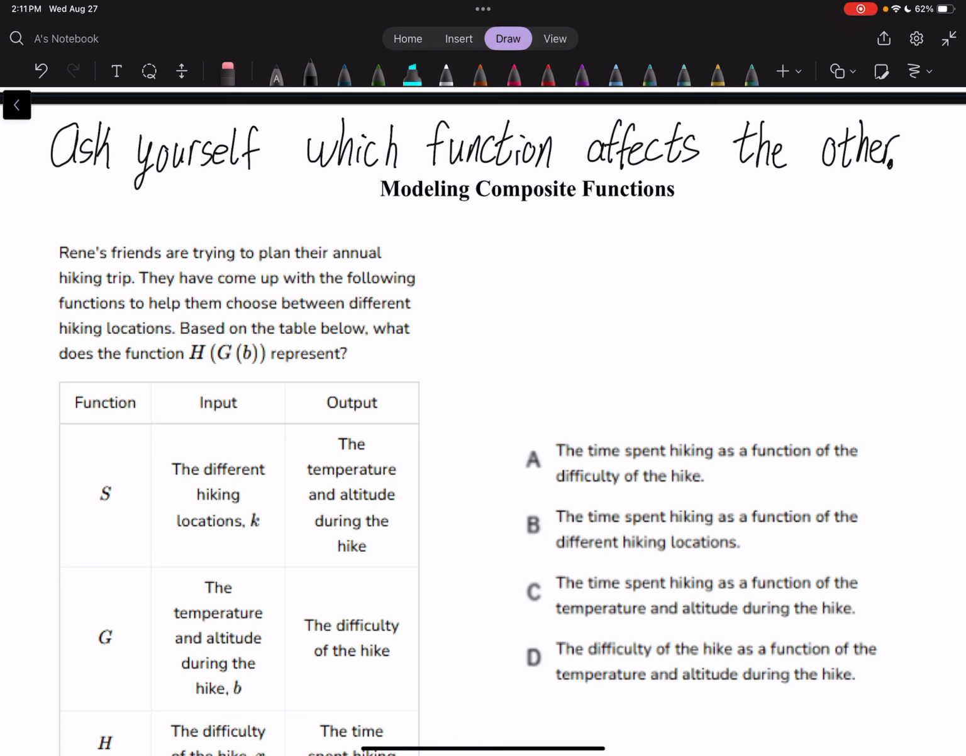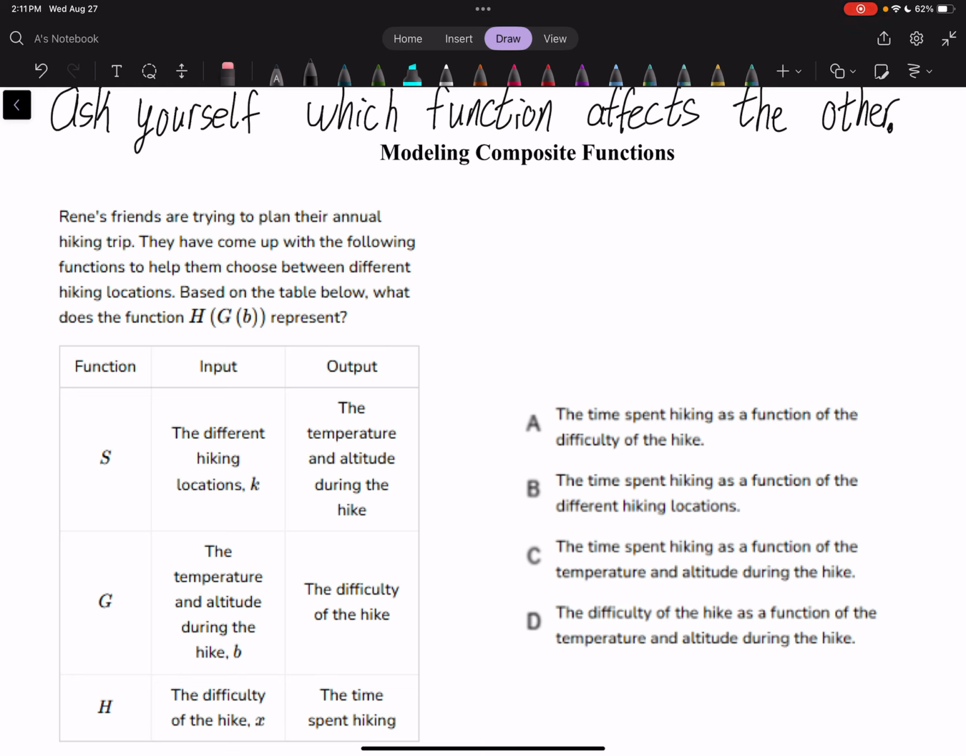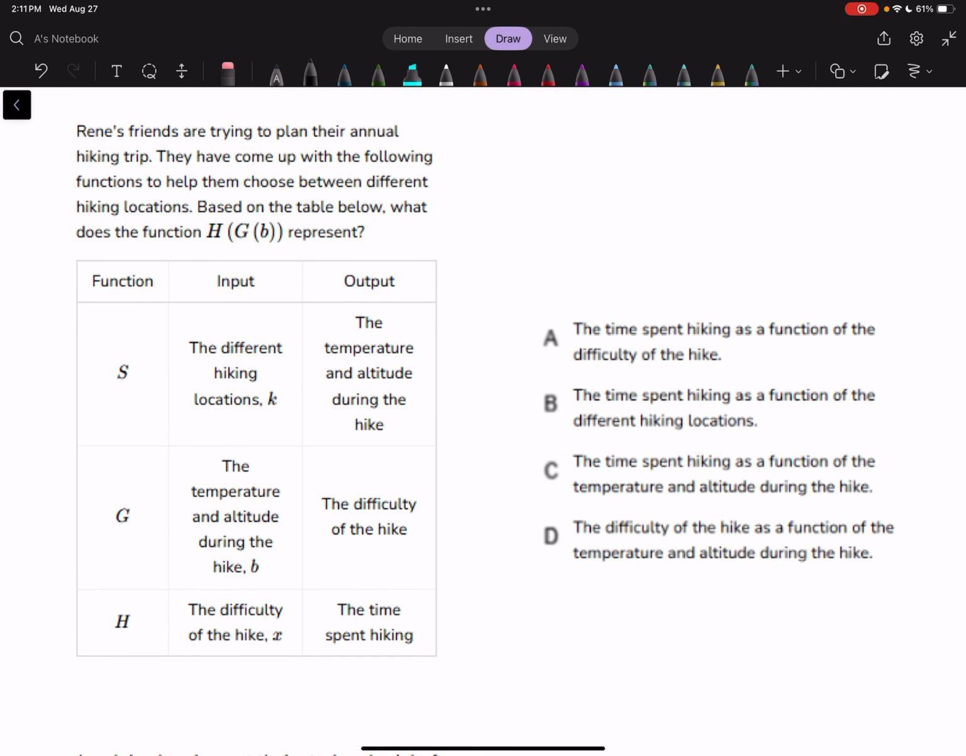Renee's friends are trying to plan their annual hiking trip. They have come up with the following functions to help them choose between different hiking locations. Based on the table below, what does function h of g of b represent? I'm going to start at h, and I'm going to look at the output, because this is what I'm talking about. I'm talking about the time spent hiking. Well, that leaves me a through c. I know it is not d at this point.